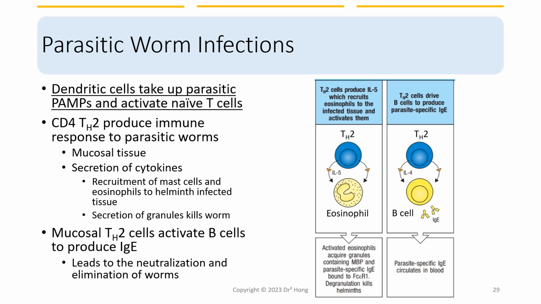parasite-specific IgE that leads to neutralization and elimination of the worm. These IgE can also bind to Fc epsilon receptors on mast cells and cause them to further degranulate.